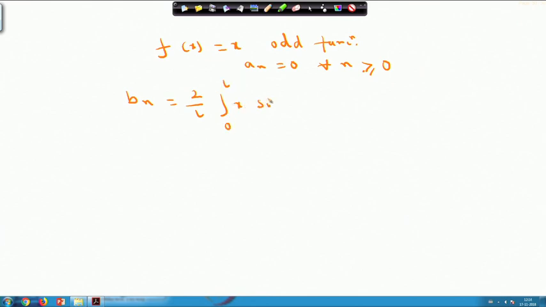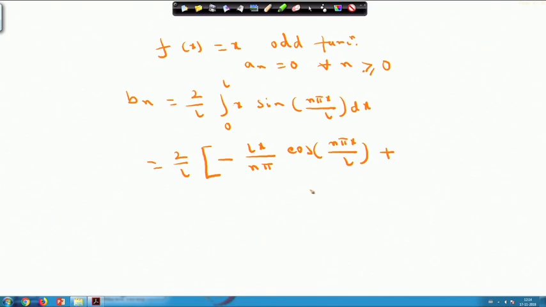into x sin(n pi x by L) into dx. If you evaluate the integral, this will be equal to 2 by L times [minus L x by n pi into cos of n pi x by L plus L square by n square pi square into sin of n pi x by L]. The limit will be from 0 to L.